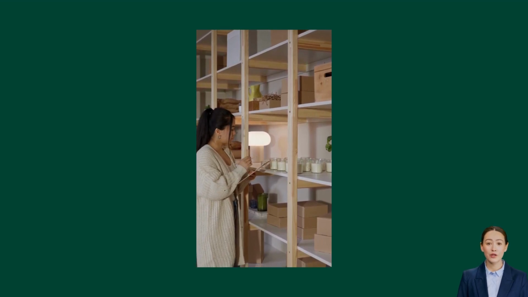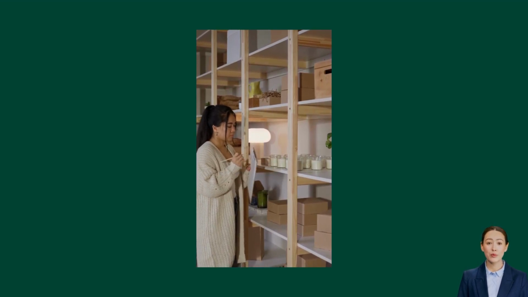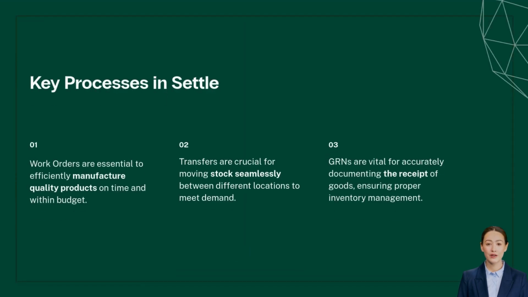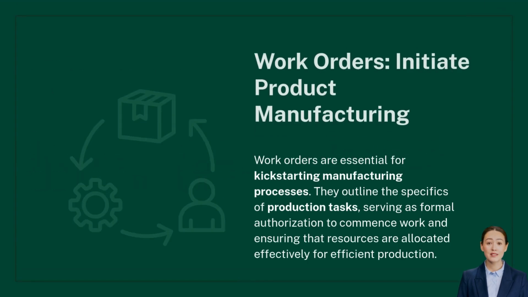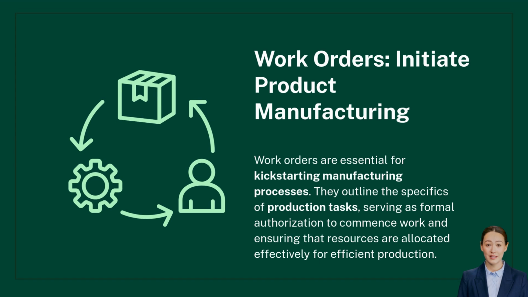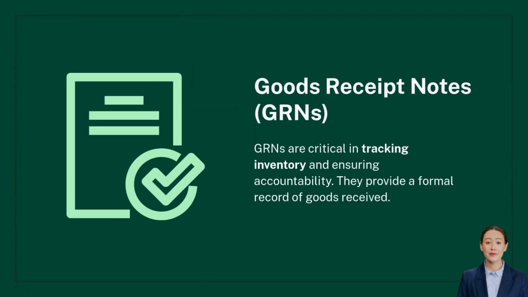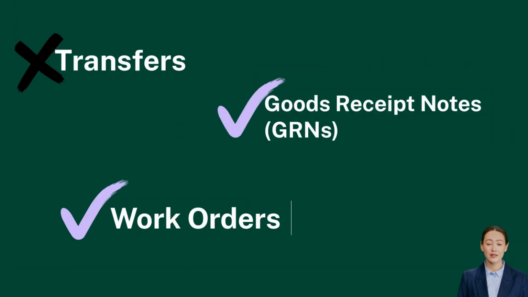By the end, you'll be able to confidently decide which workflow to use in any situation to ensure your inventory records are accurate. First, let's talk about which feature to use. Work orders represent the start of production or assembly. Transfers move goods between locations, and GRNs confirm what you've received from vendors. Each has a distinct role, but together they create a full picture of your inventory lifecycle.